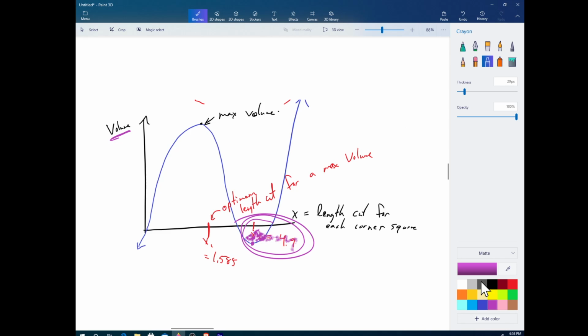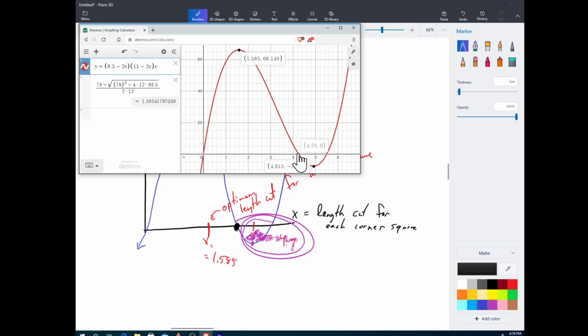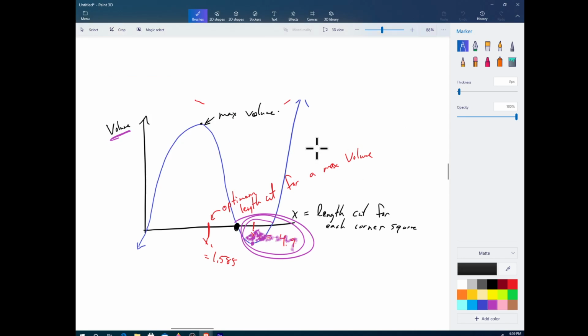In fact, you can ignore everything that comes after this point right here. Because that point, if I go to my graph, that happens at 4.25. And I want you to think for a second. If we have a sheet of paper that is 8.5 by 11, what is significant about the point 4.25?